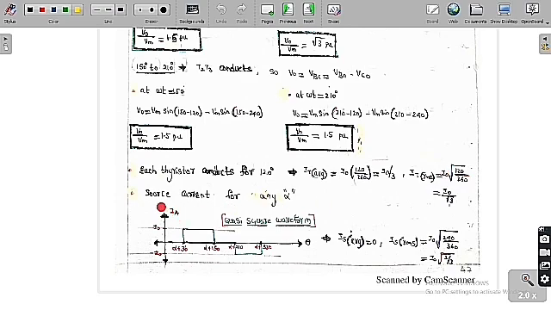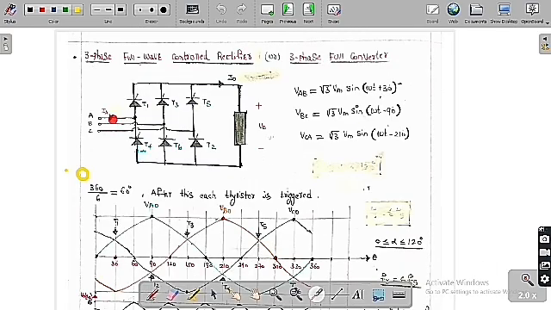So now I want to find what is the source current for any alpha. Let me assume the current is IA. You can see clearly IA is called the source current.